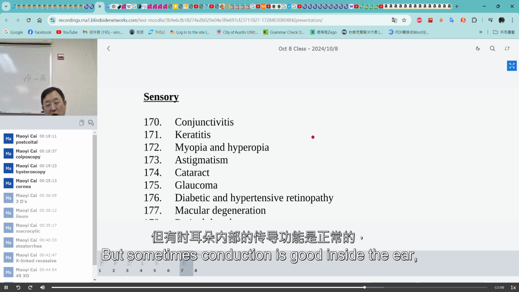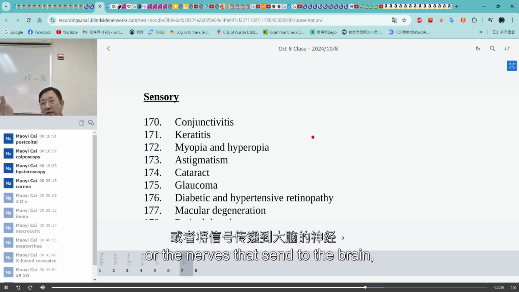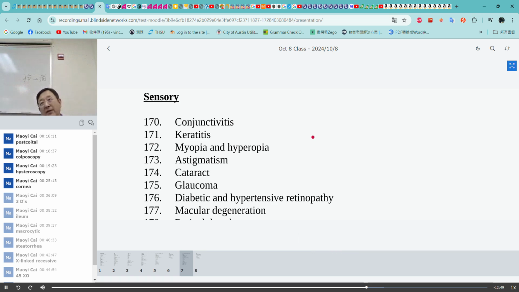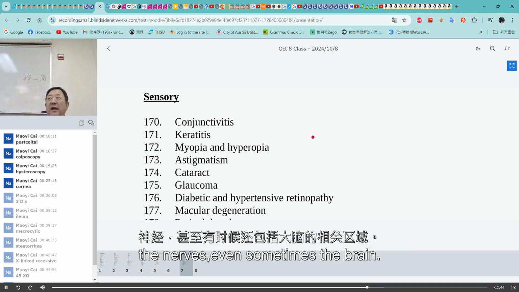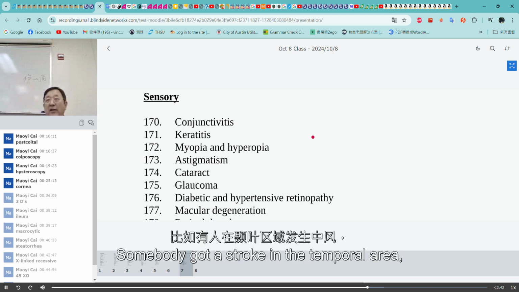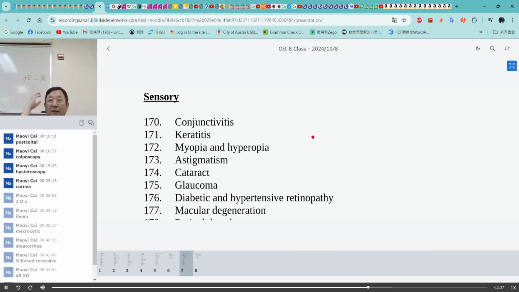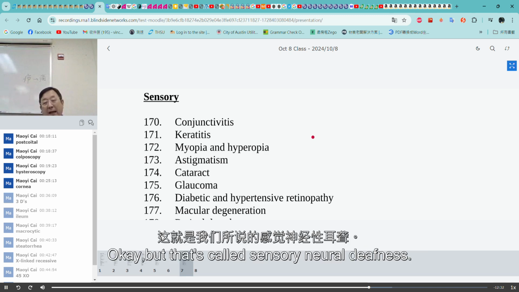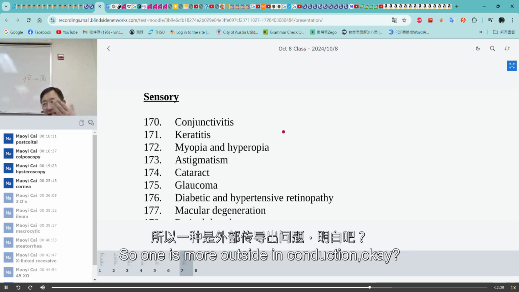But sometimes conduction is good inside the ear, but the receptors, or the nerves that send signals to the brain, have an injury. Then what? Sensory neural deafness. So sensory neural is talking about the receptors, the nerves, even sometimes the brain. Somebody got a stroke in the temporal area where you have what? The hearing center, right? If you got a stroke, then what? Your hearing is suddenly lost. But that's called sensory neural deafness. So one is more outside, conduction.